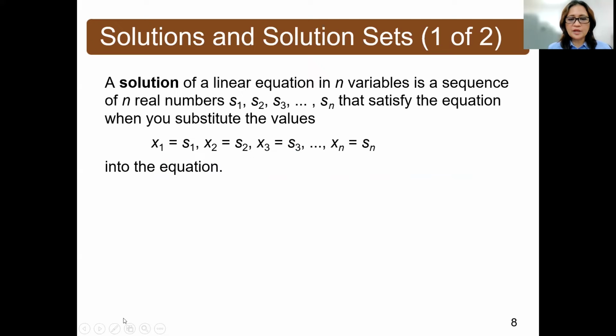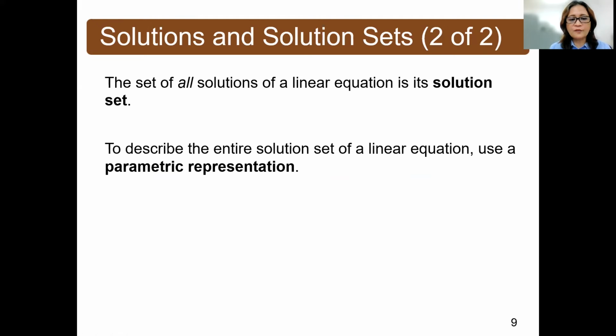A solution of a linear equation in n variables is a sequence of n real numbers s sub 1, s sub 2, s sub 3 up to s sub n that satisfy the equation when you substitute these values for x sub 1, x sub 2, x sub 3, and x sub n into the equation. The set of all solutions of a linear equation is its solution set. To describe the entire solution set of a linear equation, we are going to use parametric representation.